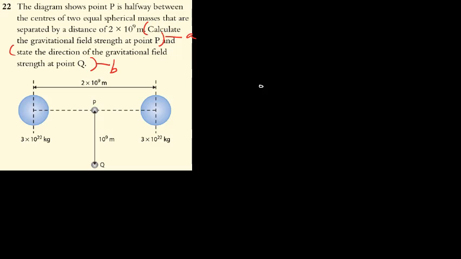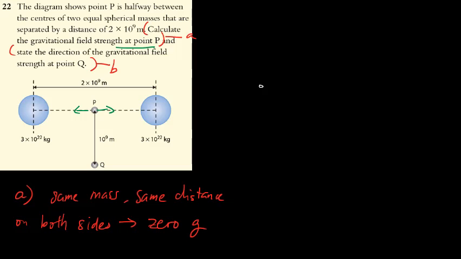Next question, I would say there are two parts. The first part is to calculate the gravitational field strength at P. In this case, obviously the G attracted by both objects will be equal because they have the same mass and the same distance on both sides. So therefore the G will be 0.